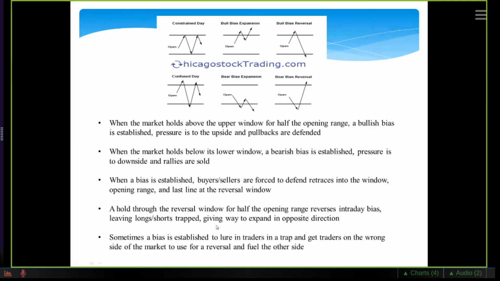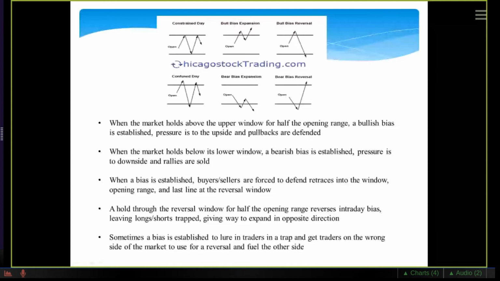From what I found, the times when the market moves the most are when it creates those reversals, because more people are caught on the wrong side, and those buyers or sellers are used to expand the market in the opposite direction. Sometimes the bias is established to lure traders into a trap, get them on the wrong side, and use them to fuel the market in the opposite direction.